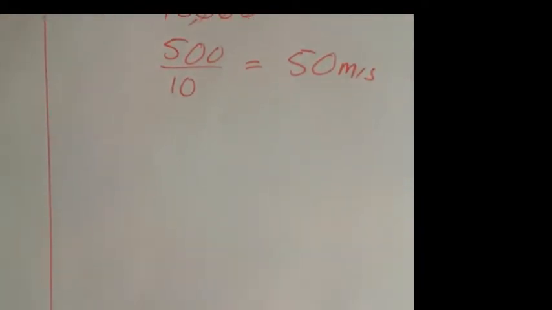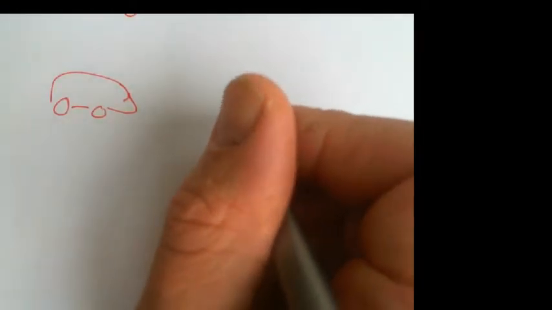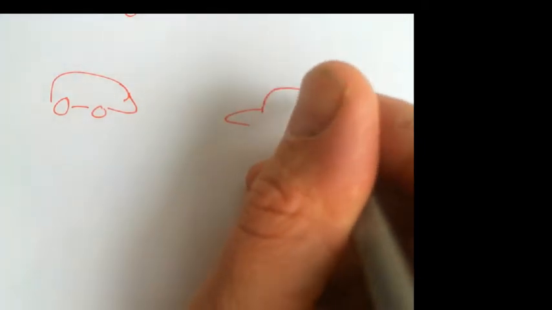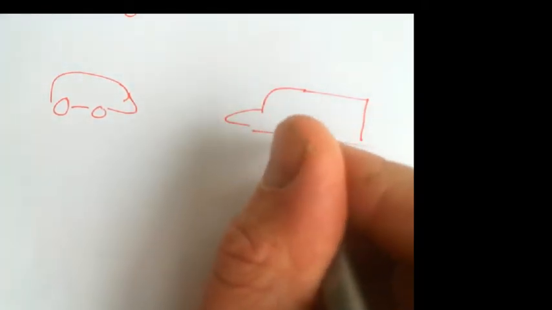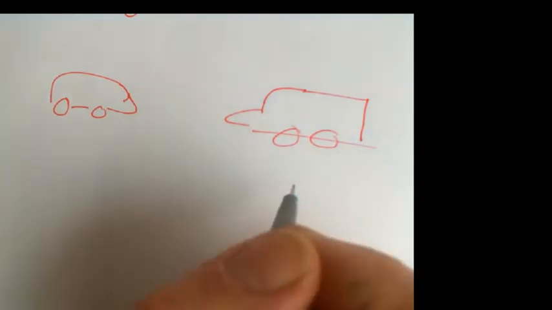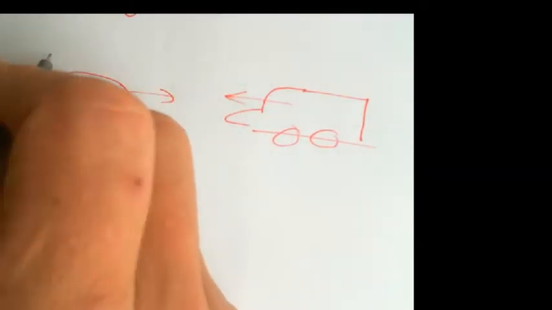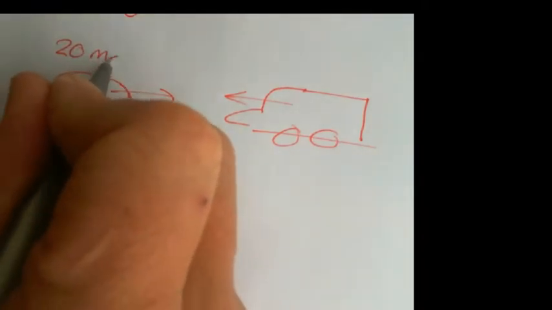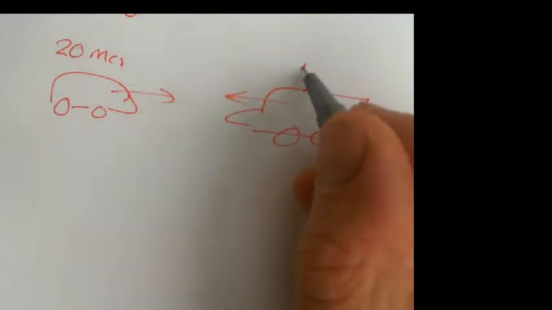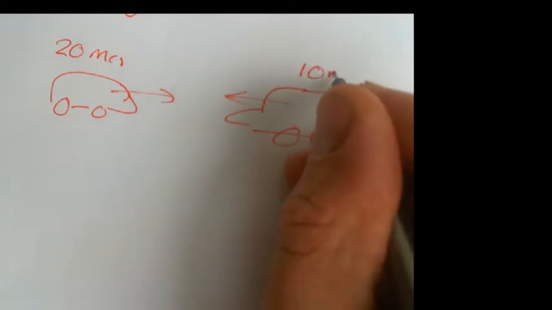Okay, next one. This one's the hardest problem that you can do on momentum, and this is to do when you've got a head-on collision with two vehicles going in opposite directions. So let's say we have a van and we have a bigger van, a lorry. Okay, so this one's going this way, this one's going this way. This one's travelling at 20 meters per second. This one is travelling at 10 meters per second.